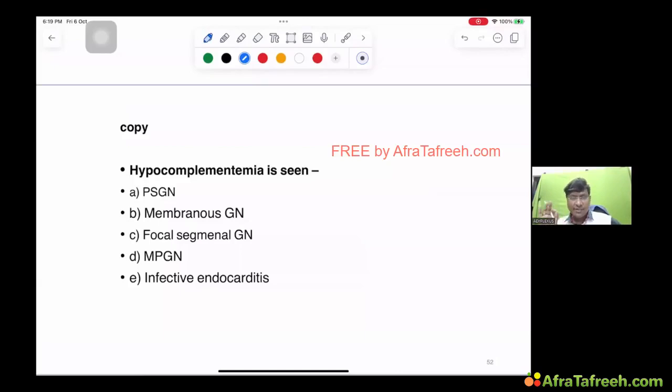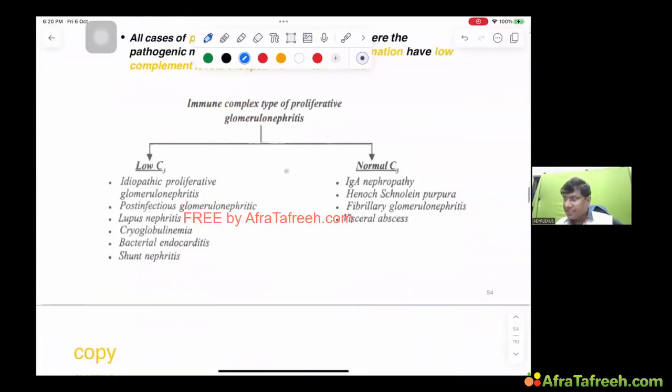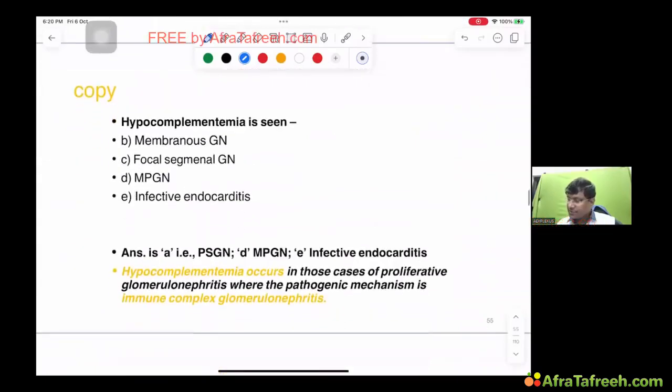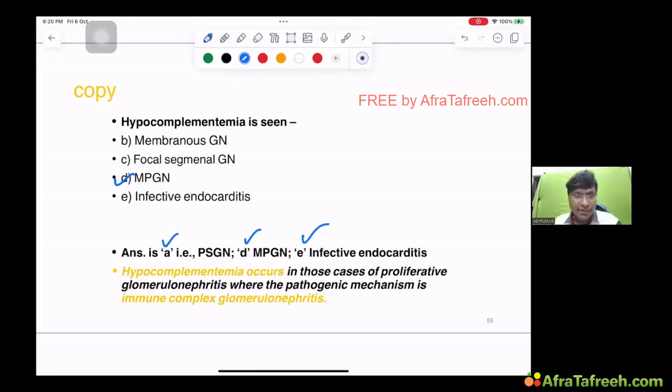Okay, so everyone is very clear with the PSGN. There's no doubt in the PSGN because we have discussed PSGN in detail. And I said that in the first 1 to 2 weeks, there will be hypocomplementemia, and by the 4th week or 6th week, the complement level will return back to normal. But in the list, I have also mentioned infective endocarditis. And please add membranoproliferative glomerulonephritis as well. So it is seen in PSGN, membranoproliferative glomerulonephritis, and infective endocarditis. These are all the conditions where you will have hypocomplementemia, right?